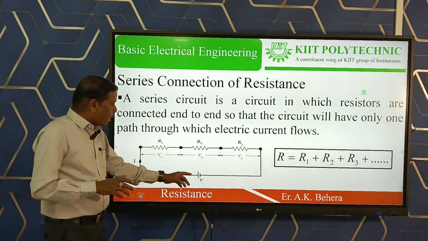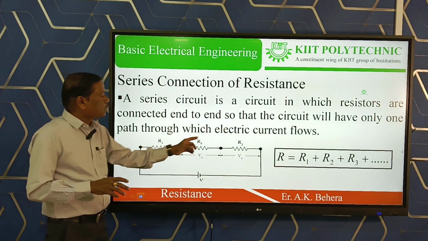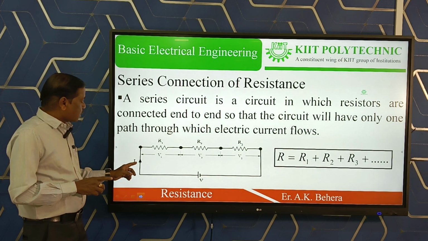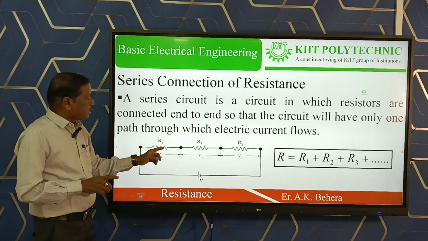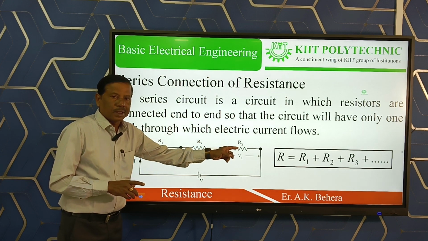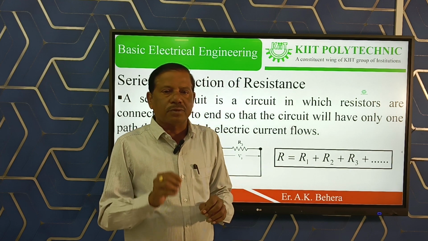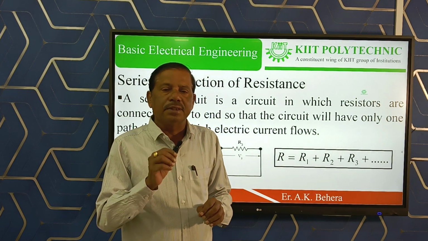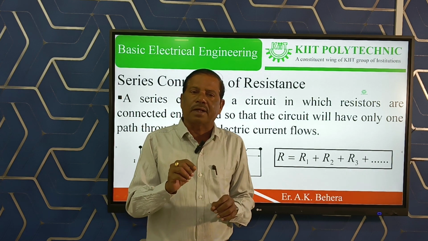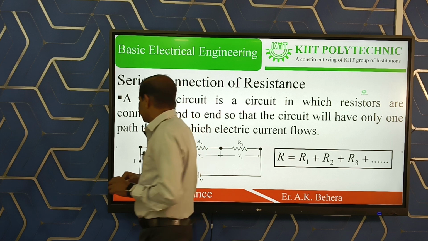And I have applied a voltage V. Because of voltage V, a current is flowing through this circuit. Now you see, in series connection, whatever current is flowing through R1, the same current is flowing through R2 and the same current is flowing through R3. That means in series connection, the current flowing through each element is the same. This is the most vital point. Now let us see what about the voltage.